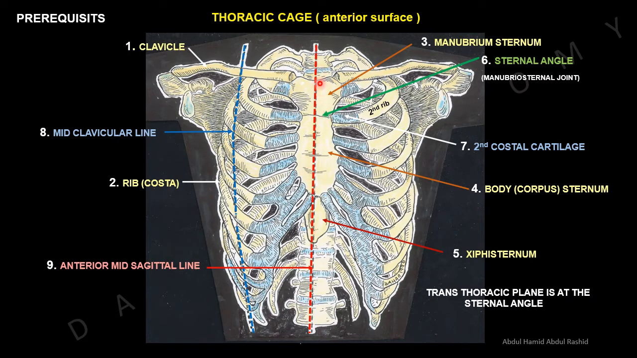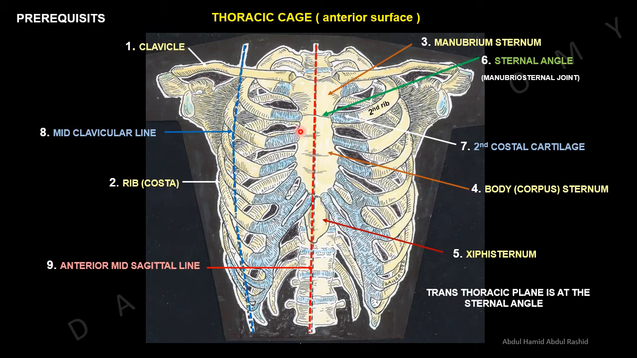The uppermost part is called the manubrium sterni. The middle part is called the corpus sterni, that is the body of the sternum. The lowest part is called the xiphisternum. Between the manubrium sterni and corpus sterni, there is a joint. We call it the manubriosternal joint, also known as the sternal angle, because if you do surface marking along this, there is some angulation called the sternal angle.